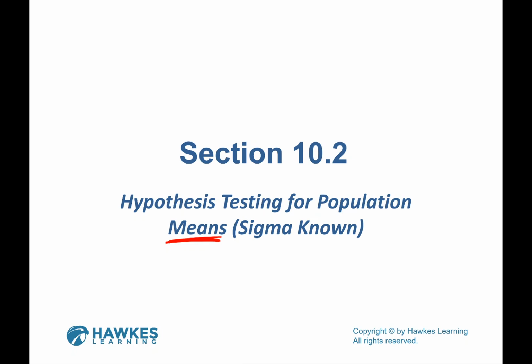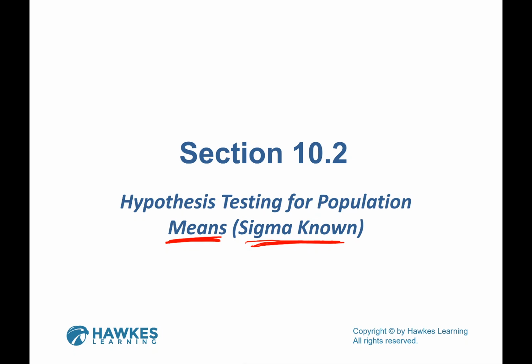And similar to how we started with confidence intervals, we're going to start with the assumption that we know the population standard deviation, that we know sigma. In 10.3, we'll get rid of that assumption that we know sigma, and then in 10.4, we'll work with proportions. So same kind of pattern we followed for confidence intervals.